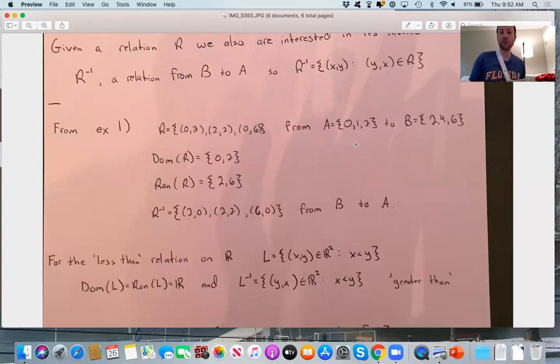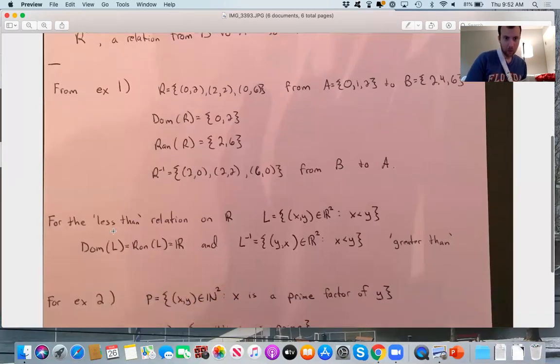But in a lot of cases, the inverse is an interesting relation on its own, especially if our initial relation is a kind of naturally occurring one. So for instance, the less than relation, which we'll call L to give it a letter, is the set of XY pairs in the XY plane. So it's in R times R. Take all the pairs where X is less than Y. That's a relation on the set R.